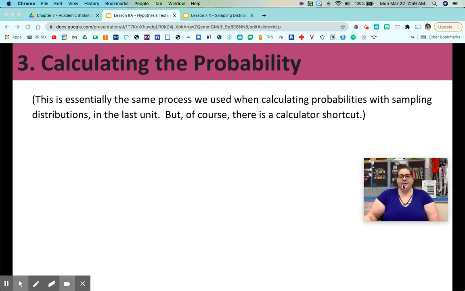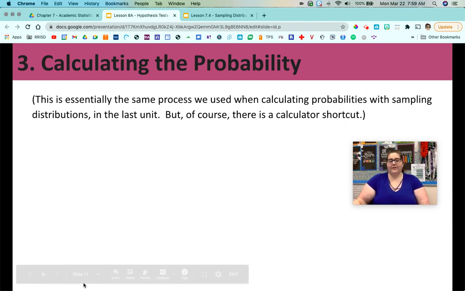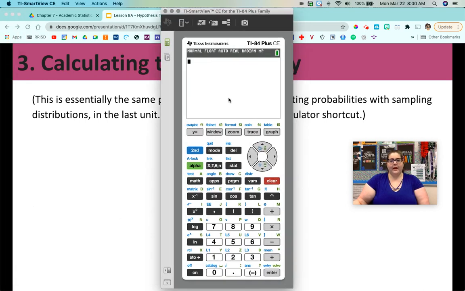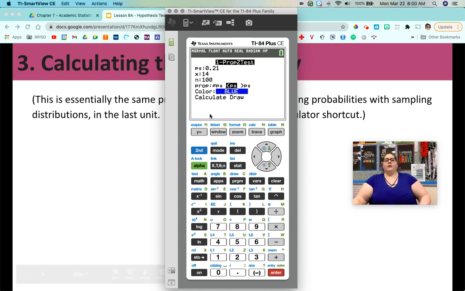So again, this is essentially the same process we used when we calculated probabilities of sampling distributions in the last unit, but there is a calculator shortcut, and that's what I'm going to show you right now. If I go in my calculator, I'm going to go to STAT and then TESTS, and then you have a whole bunch of options for tests. What we're doing right now is a one proportion z test. So I need to scroll down to number 5, which says 1-PropZTest. These steps, by the way, are the same no matter what kind of calculator you have, as long as it's a TI. It's going to ask you for a couple of things.